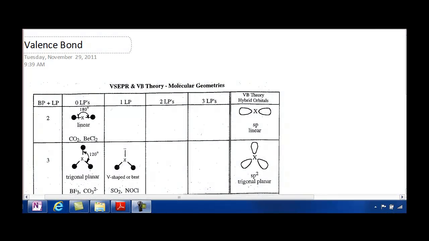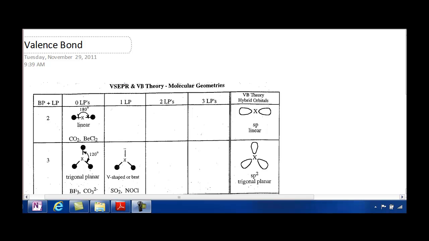So in today's lecture, we are going to consider valence bond theory of bonding, which is the second theory of bonding that we have looked at and that we'll be studying in this course. The very first theory was VSEPR, valence shell electron pair repulsion. That was done last lecture.